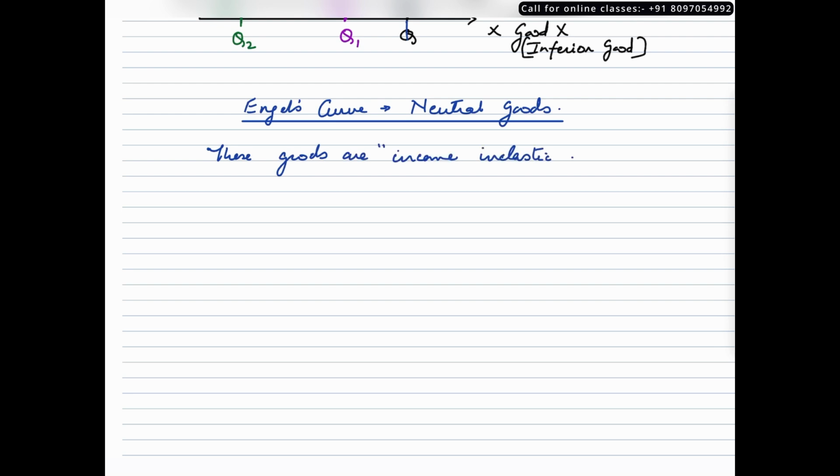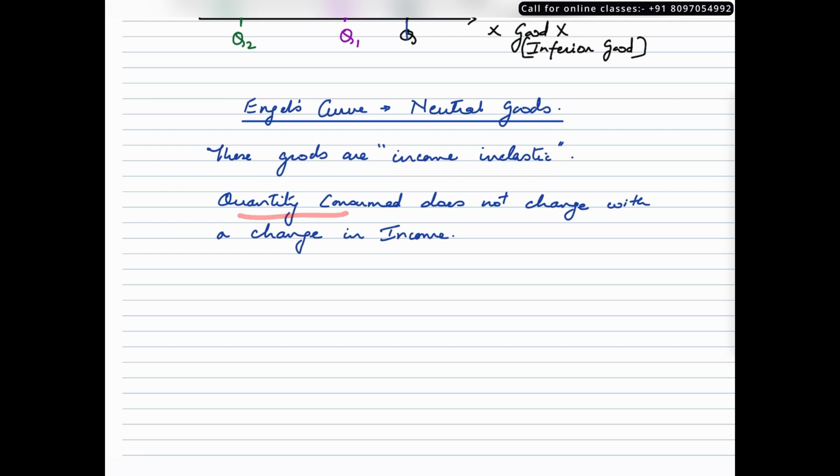Do we remember what is income inelastic? If you have not studied income elasticities of demand, then probably you would not understand this segment. And it would be better that before you watch any of the Engel's curve videos, you understand what income is as a factor that influences demand and what the different types of income elasticities of demand are as well. So when we say that some goods are income inelastic, it simply indicates that the quantity consumed of these commodities does not change with a change in income.